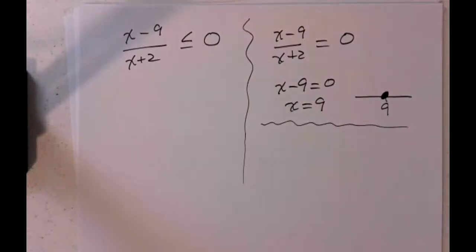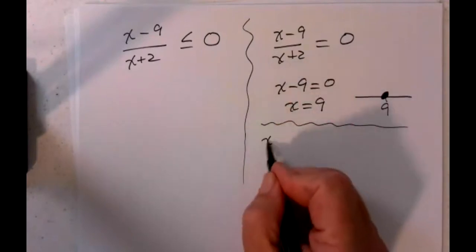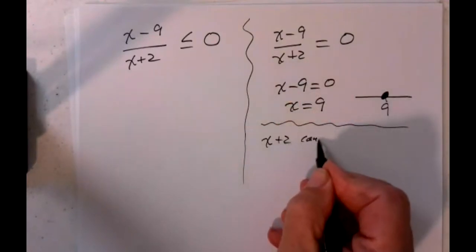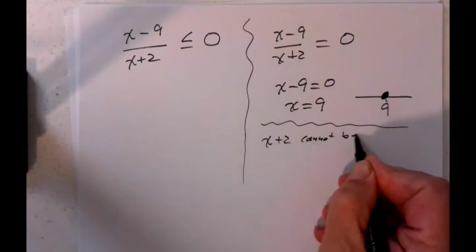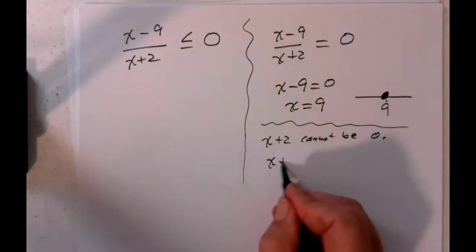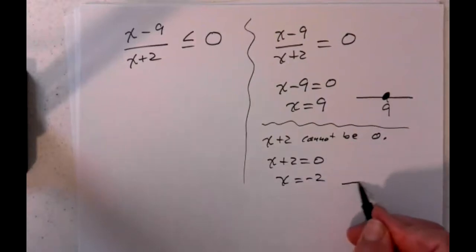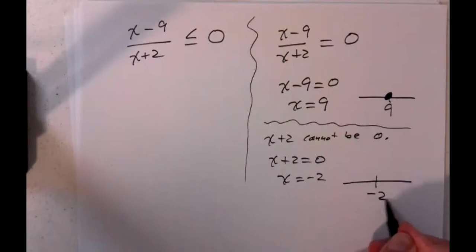Now, division by 0, 0 downstairs, is not allowed. So x + 2 cannot be 0. So let's find out what it is. When does x + 2 equal 0? When x is negative 2. So that is not allowed. So when I lay out my number line, negative 2 has to be an open circle.